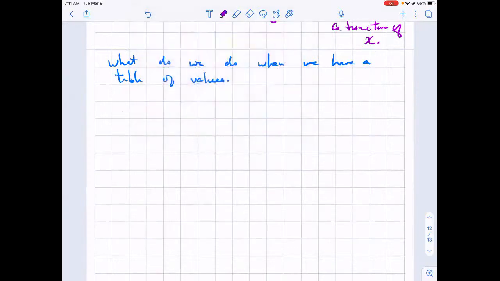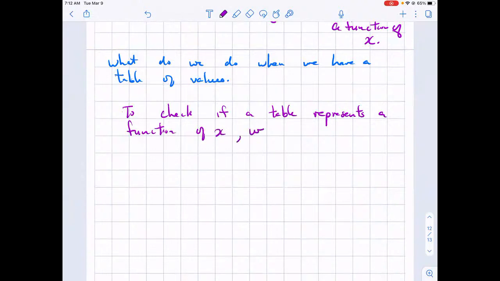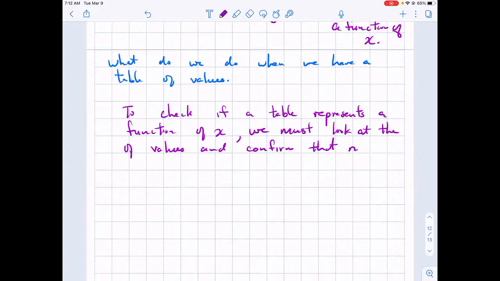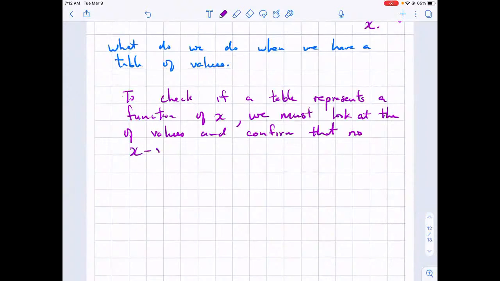So to check if a table represents a function of x, we must look at the table of values and confirm that no x value repeats. Okay?